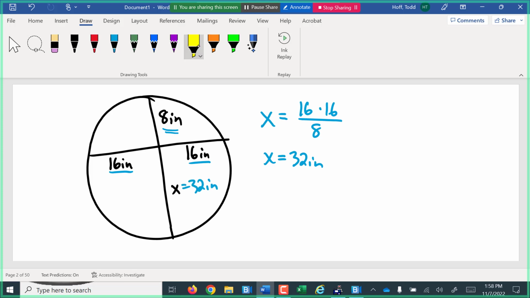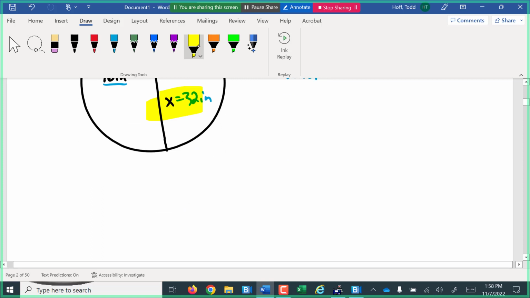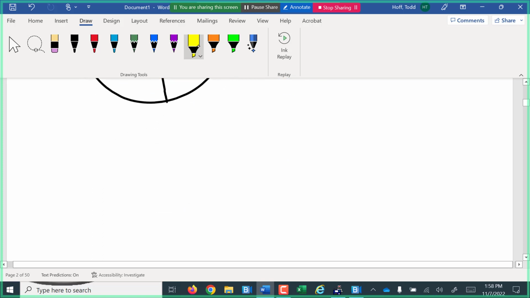So if we have two intersecting chords, if we know 3 of the pieces, we can find the 4th piece. That is actually a big rule in construction, combined with some of the other rules we're going to see here in just a second. It's a calculation that gets done a lot.